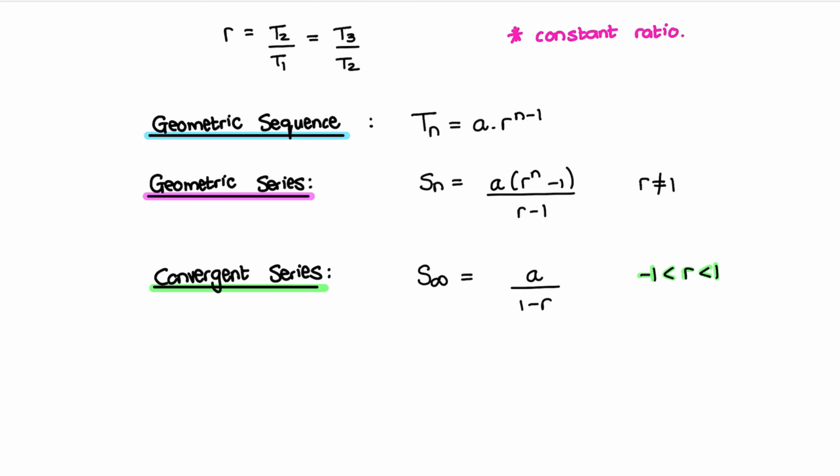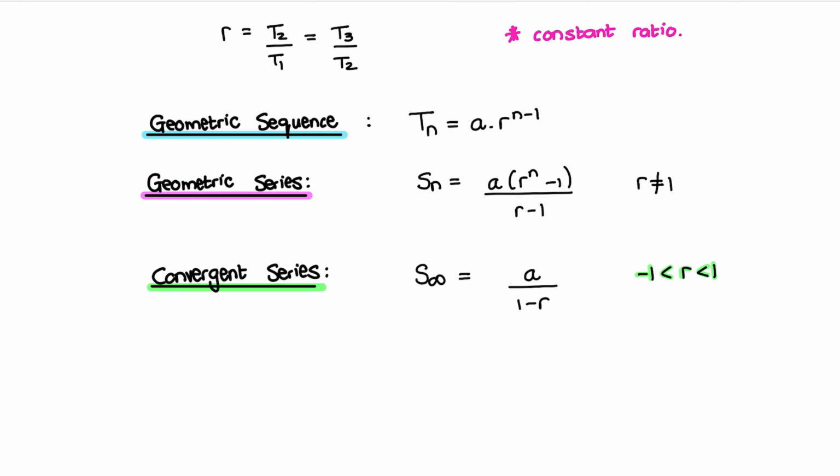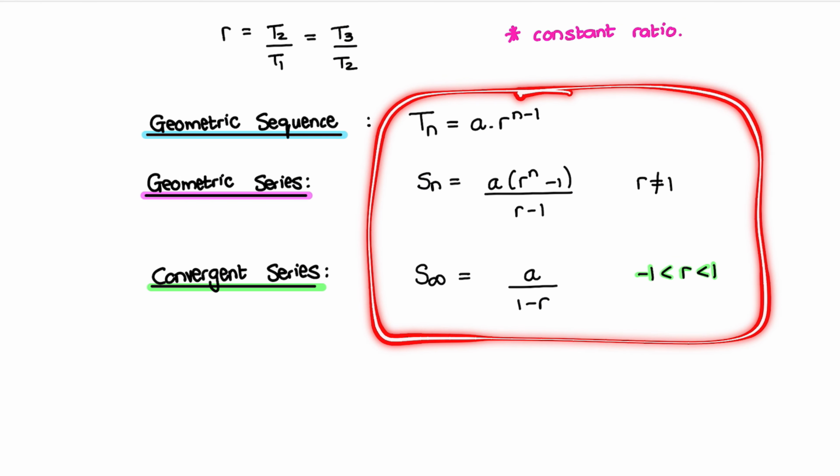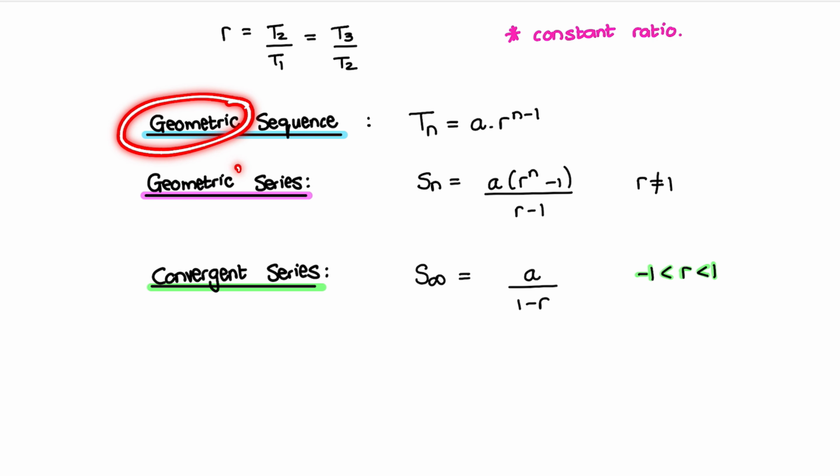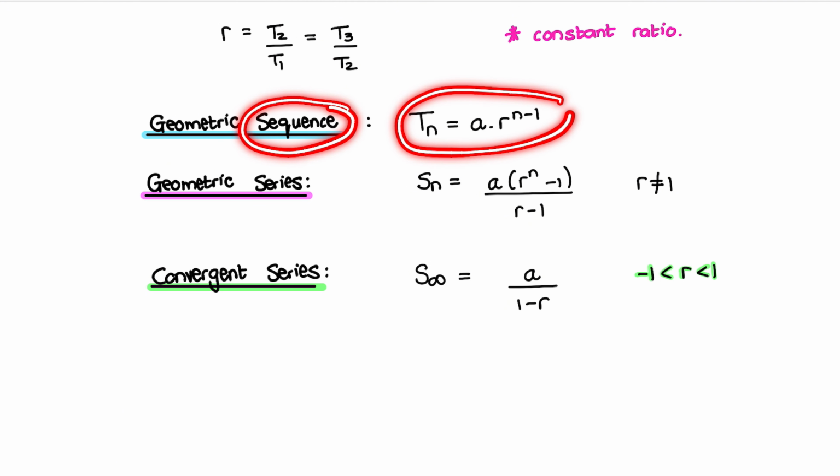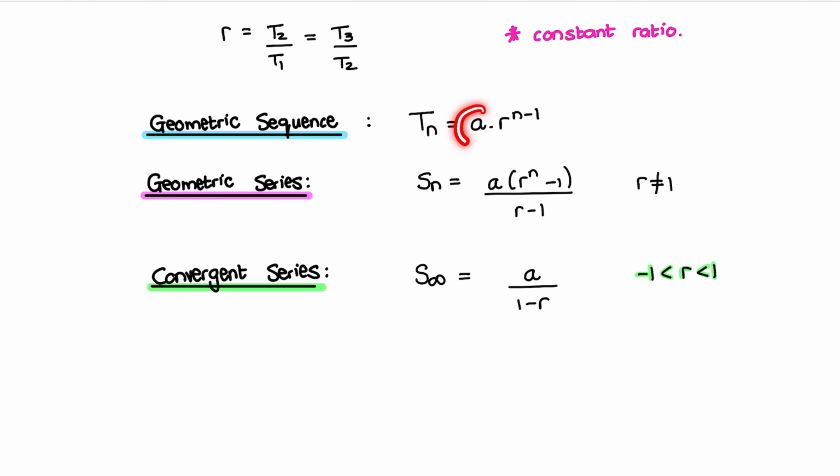So on your formula sheet, you'll find 3 equations that relate to something geometric. The first one is the geometric sequence. That is Tn is equal to A times R to the power of n minus 1. And remember, A represents the first term. The geometric series, when we add terms together, is Sn.